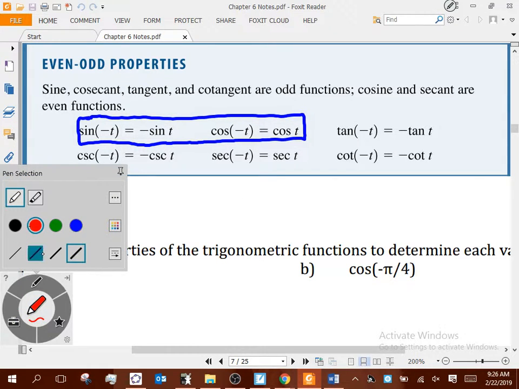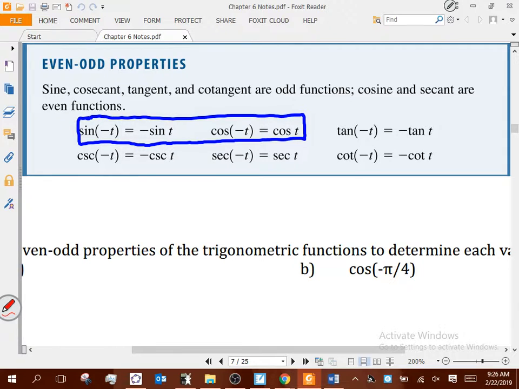Talk about the tangent, okay? If I want to figure out what the tangent of a negative angle is, I don't want to memorize it. But I do know that tangent, in terms of sine and cosine, is what? Sine over cosine. So tangent of negative t, the only way that I could get that is to take sine of negative t divided by cosine of negative t. Does that make sense to everybody?